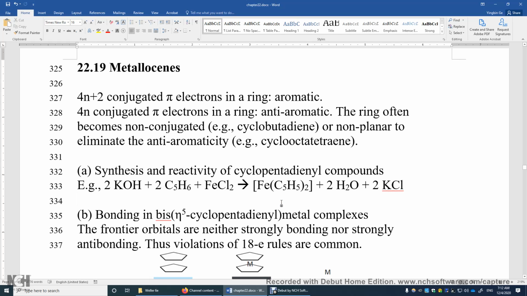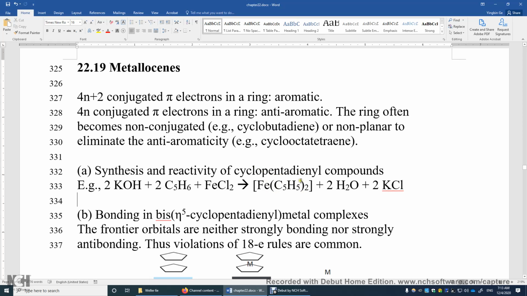The CH minus has a p orbital occupied by 2 electrons. And then you have 2 double bonds. So that's 4 more p electrons. In total, we have 2 plus 4, 6 p electrons, forming this conjugation on this 5-membered ring. So this is aromatic. The cyclopentadienyl anion is aromatic.